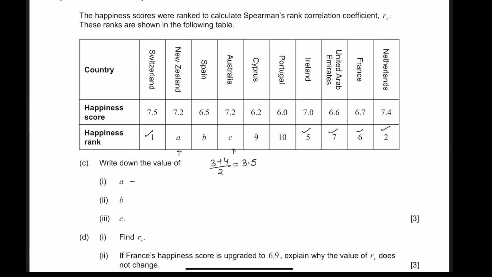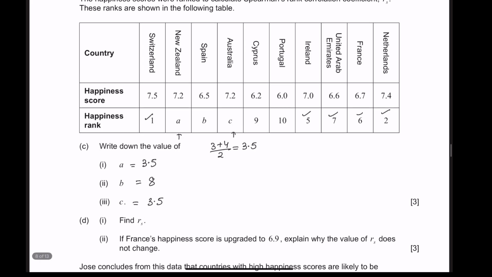So A is 3.5, C is also 3.5. Now B is 6.5. 6.5 is basically smaller than 7, I mean this one, 6.6. Right, 6.5, 6.6, 7, 8, and 9 is 6.2. So B has to be 8, because B is in between 7 and 9. So these are the ranks. I'll just make a note here: this is 3.5, 8, and 3.5. That's it.